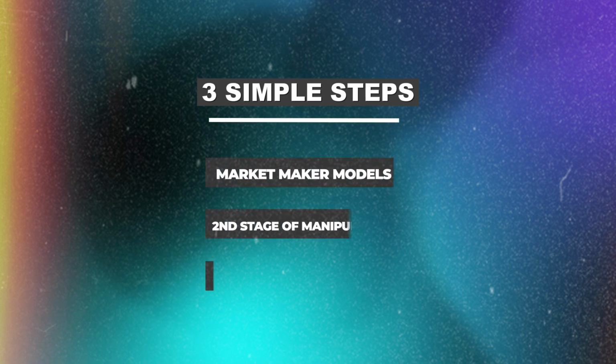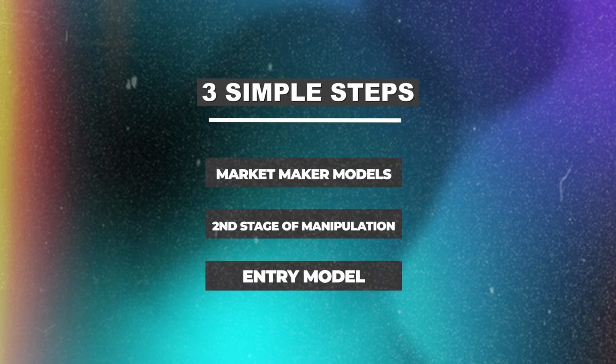Number one, market maker models. Number two, second stage of manipulation or distribution. And the third is going to be the entry model, which is typically a turtle soup into a fair value gap. So enough talking, let's go ahead and dive straight into the charts.